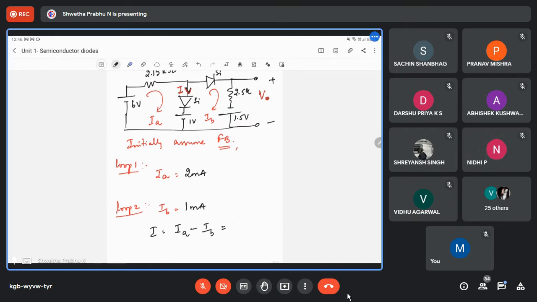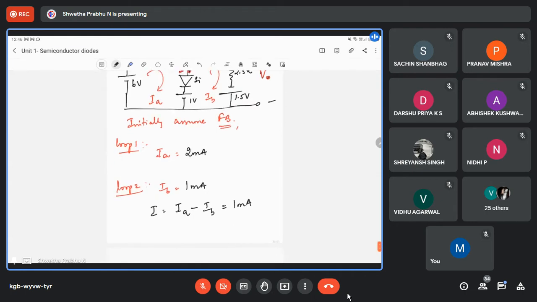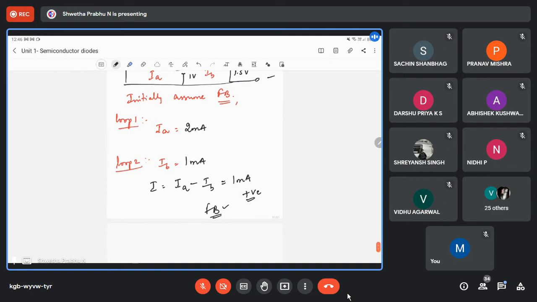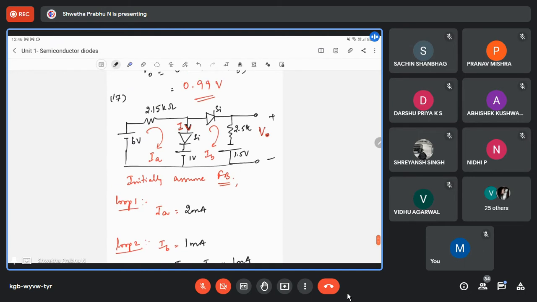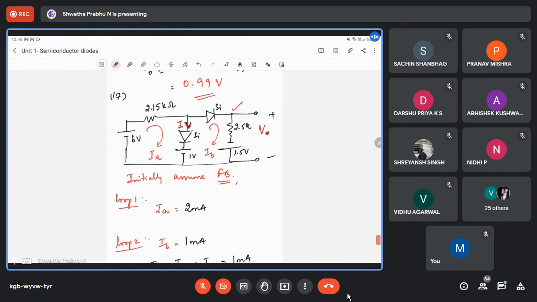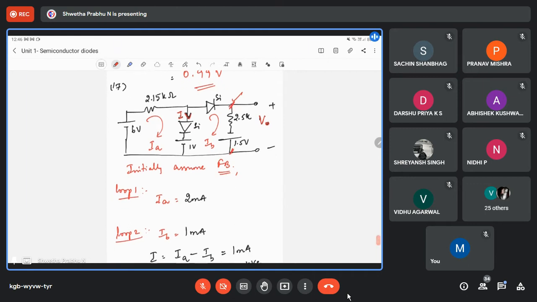It is positive. So therefore, diodes are forward biased. Okay, this you have to check whether the diodes are forward biased or not. Now you find the output voltage. In order to find the output voltage, you have to consider this path now. Only this path. Across this, you will find the output voltage.